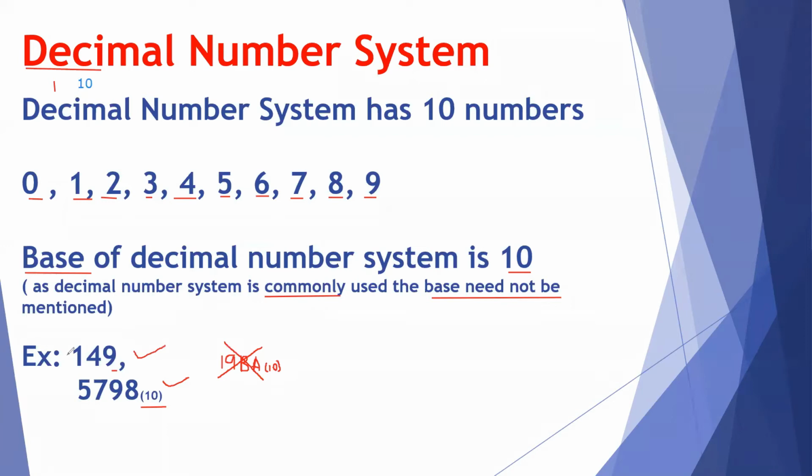So two things you need to remember whenever you write some number system. One is the numbers you are writing should exist in the number system. And the other thing is the base of the number system. Only in the case of decimal, the base can be written or may not be written.